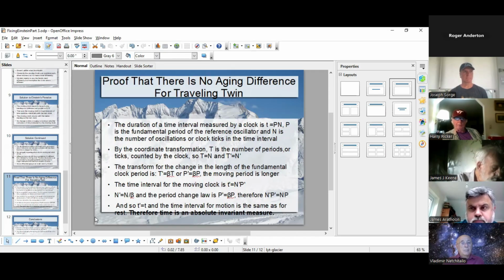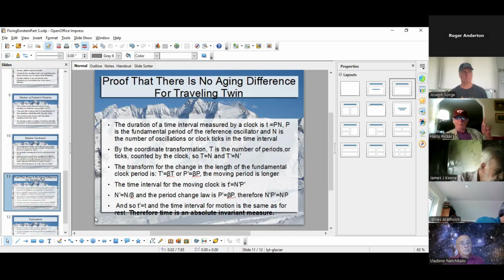Okay, by the coordinate transformation, T is the number of periods or ticks counted by the clock. So we're going to say T is equal to the number of ticks. And then we're also going to say that N prime is the number of ticks in the moving frame, and N is the number of ticks in the rest frame. And so when we make this identification, the transform for the change in the length of the fundamental clock period, T prime equals beta T. So now we have that the period in the moving frame is beta times P. The moving period is longer.